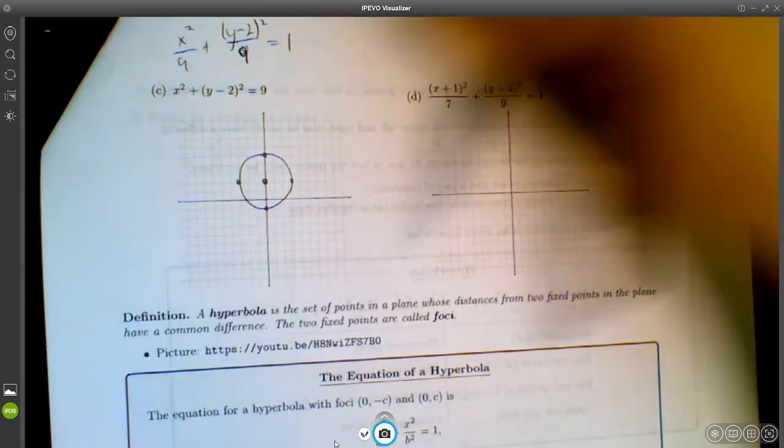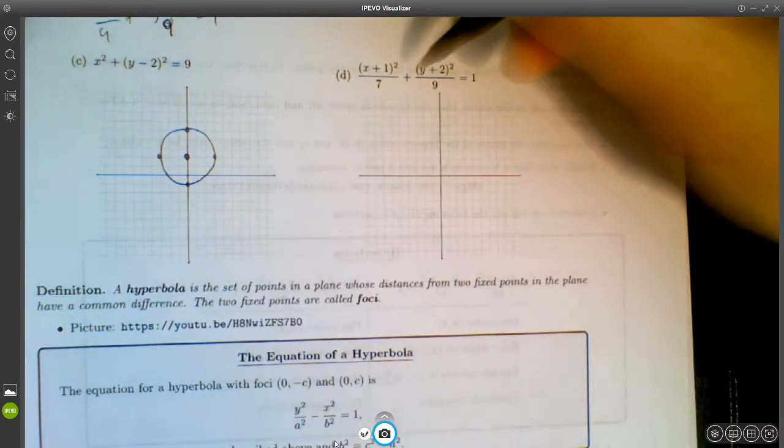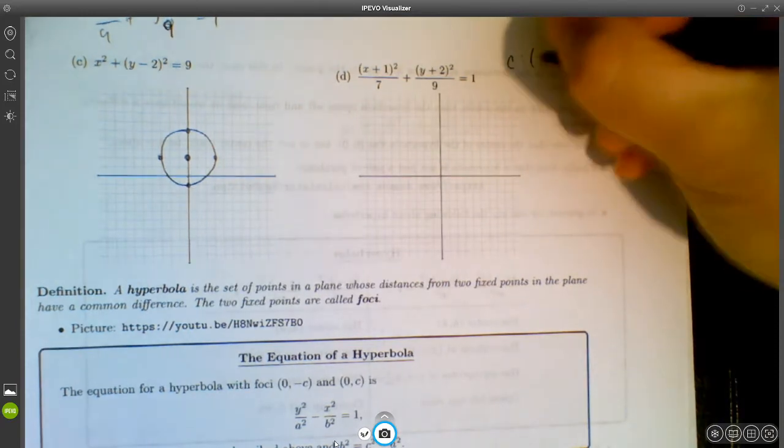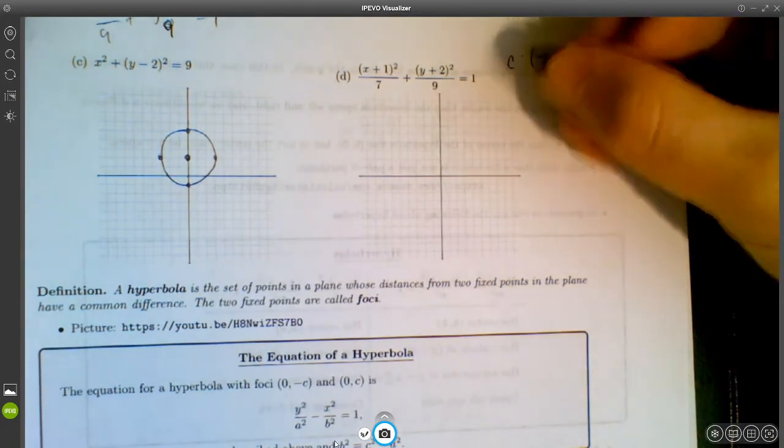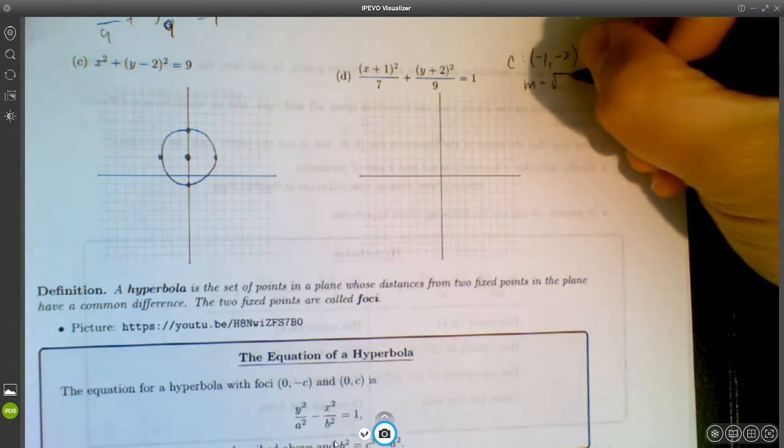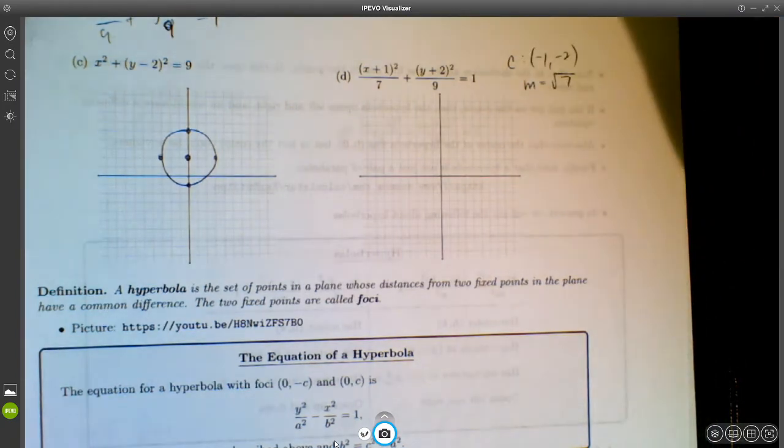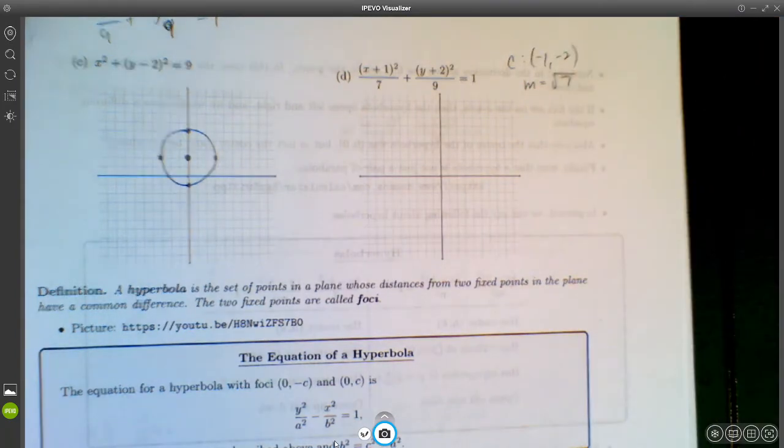Okay, one more. Center here is going to be negative 1, negative 2. m is going to be the square root of 7. Square root of 7, let's see, is about 2.6.